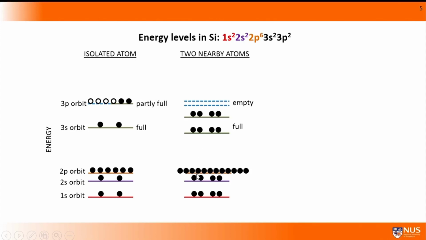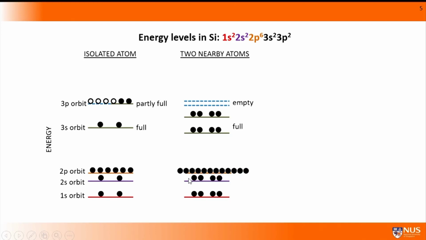Obviously, the outermost orbits might change the most. Because we have 2 atoms, we have twice the total number of electrons. In the 1s orbit, we now have 4 electrons, 2 orbiting each atomic nucleus. The 2s and 2p orbits also wouldn't change energy levels very much because these electrons are tightly bound to their own respective atomic nuclei.